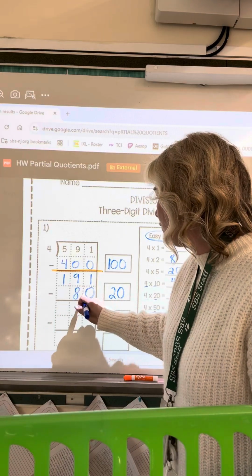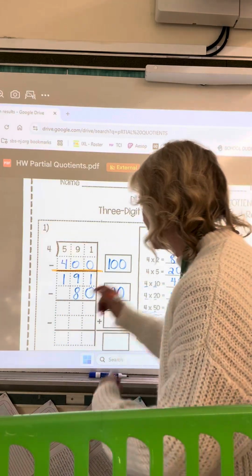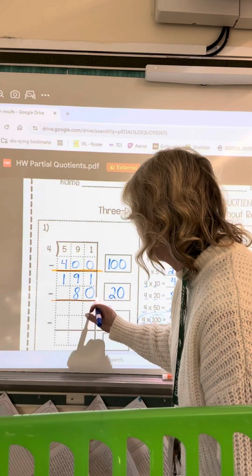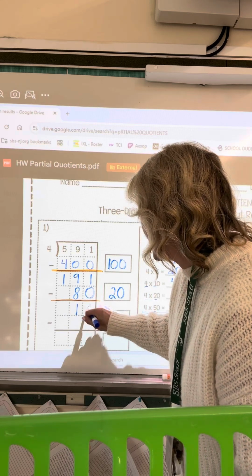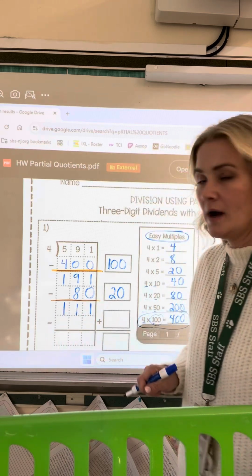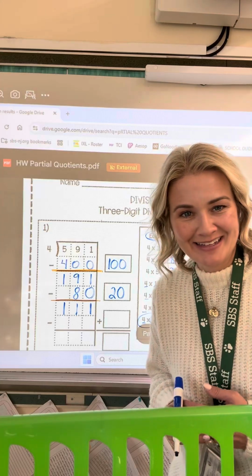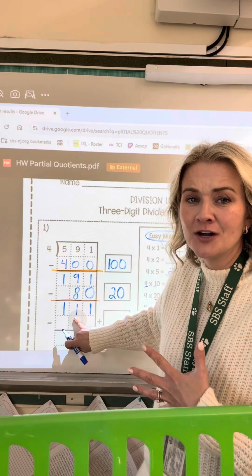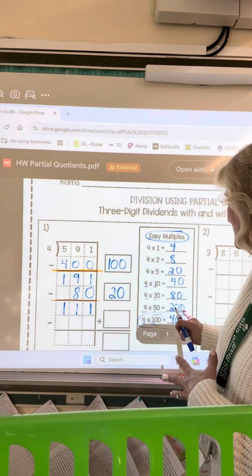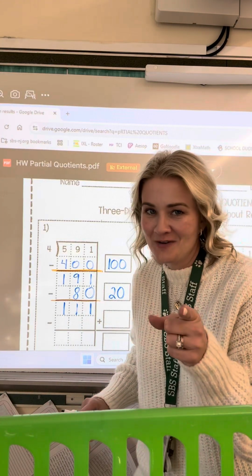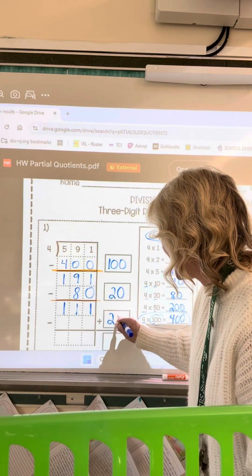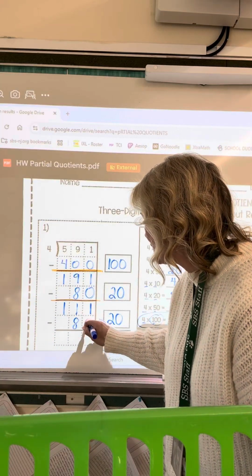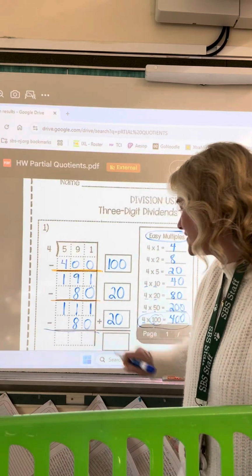So now we're going to do 191 minus 80. We're going to draw our bar, and we're going to subtract. 1 minus 0 is 1. 9 minus 8 is 1. And 1 minus nothing, again, is 1. Now we have to repeat this process once again. And we're going to ask ourselves, what can I multiply by 4 to get as close as possible to 111 using these easy multiples? If the kiddos pick 20 again, right you are. So we're going to write another 20 over to the right. And we're going to multiply 20 times 4 to get another product of 80. We're going to subtract again.